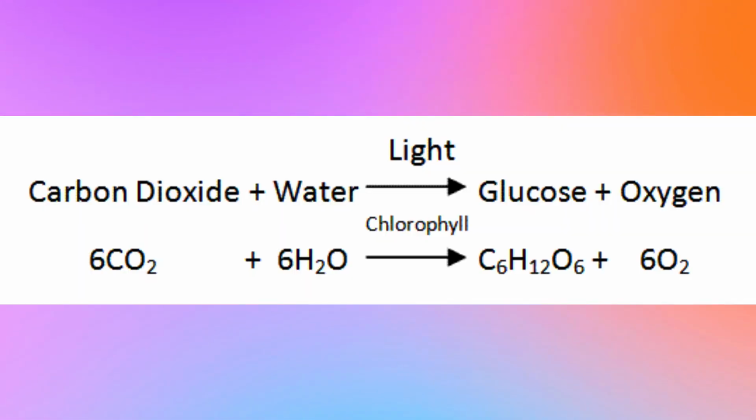So remember our photosynthesis word equation: carbon dioxide plus water makes glucose and oxygen, with sunlight and chlorophyll on our arrow. Our chemical equation would be 6CO2 plus 6H2O makes C6H12O6. That is glucose, plus 6O2. 6 is in front of everything except our glucose molecule there.